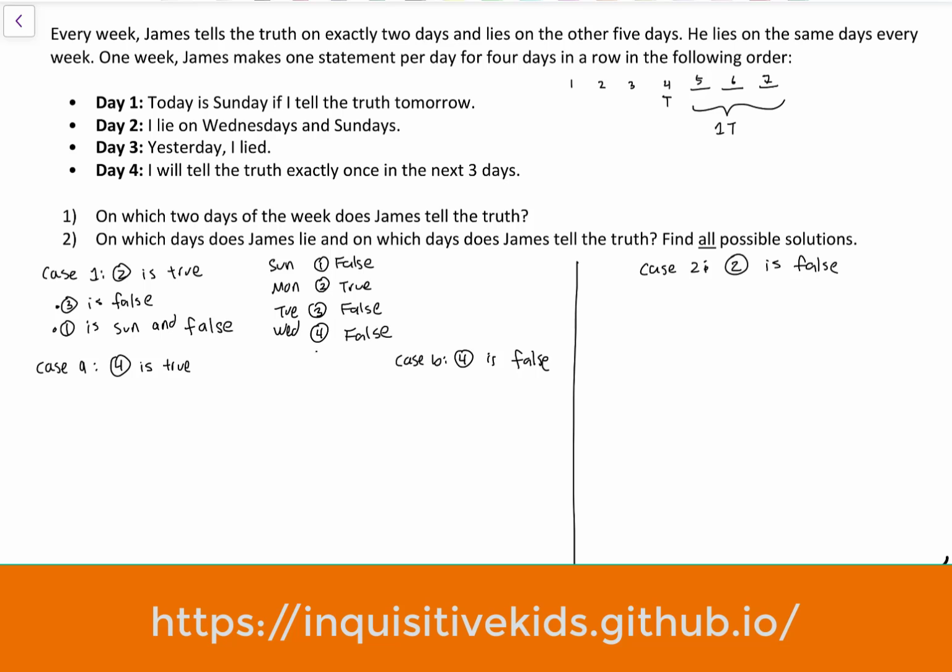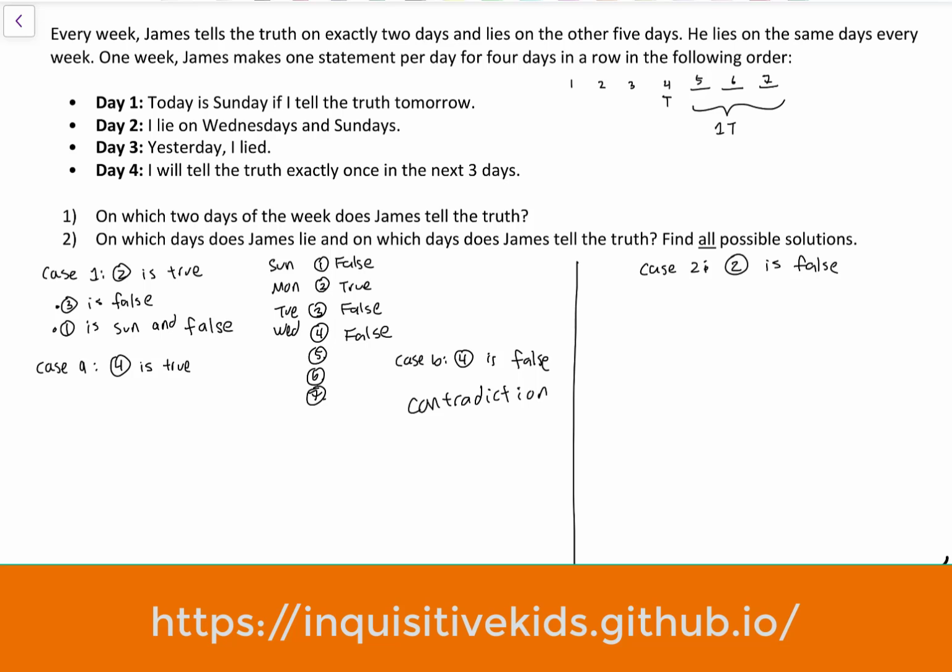But then let's think about days 5, 6, and 7. Out of these 7 days, we need to have 2 true days in total. What day 4 is saying is that we need 1 truth in 5, 6, or 7. But because it's day 4, it must be false. But this is a contradiction. Then let's suppose case A, where statement 4 is true.